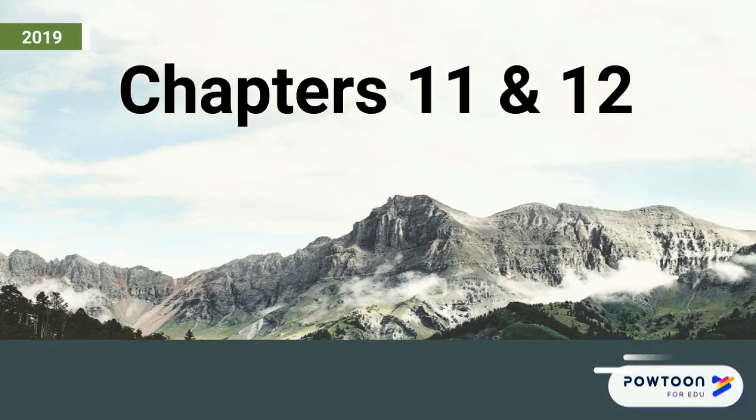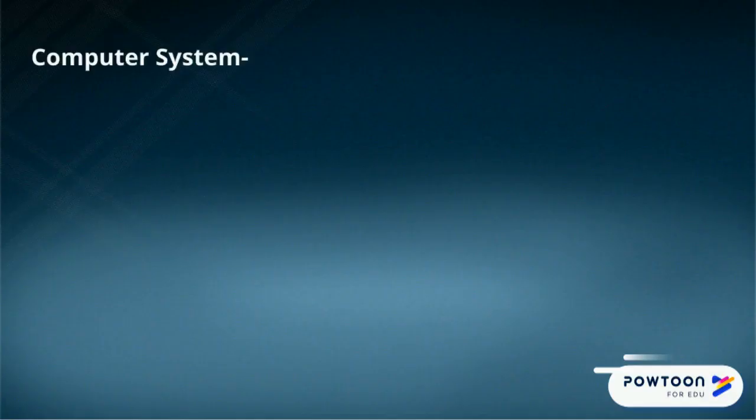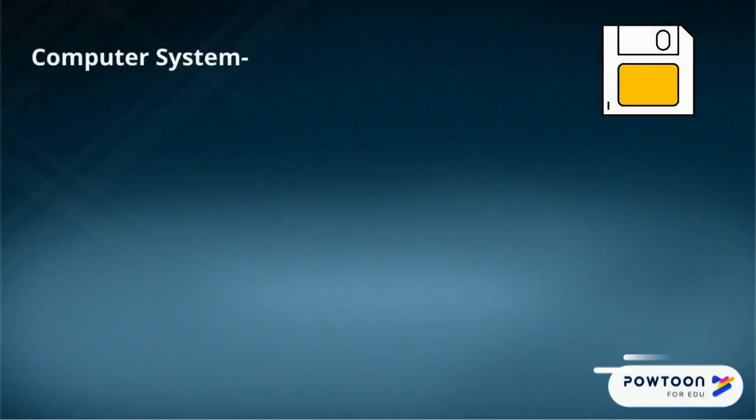Hey there, today we're going to be reviewing chapters 11 and 12 over financial management and technology in business. Many things that you use on a daily basis have a computer system, such as video games, cell phones, or even automated toll collectors on your way to work. These have four basic components consisting of an input device, processing unit, memory, and an output device.